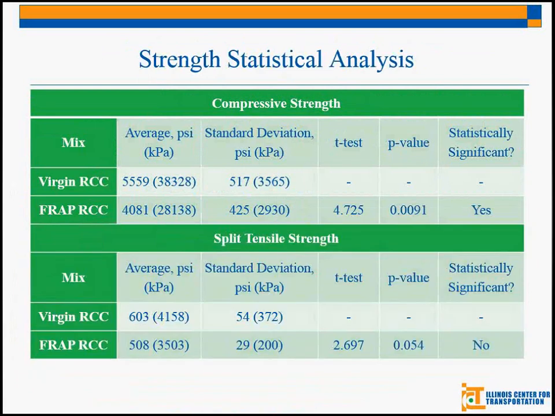But if we look at comparing virgin versus frap, we notice that the compressive strength does have a significant difference from the virgin mix, but it does not have a significant difference in the split tensile strength. And this is important because concrete 99.9% of the time is not going to fail in compression, probably more than 99.9. So tension is much more important when we're talking about concrete, even though people always come back to what is the compressive strength of your mix.